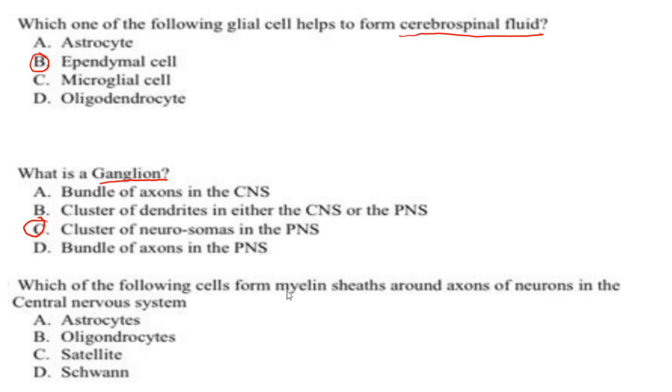Which of the following cells form the myelin sheath? You need to understand that the myelin sheath plays a role in accelerating, or increasing, the transmission of the impulse along the axon of the neuron. In the central nervous system, the cell which myelinates is the oligodendrocyte. The other one which myelinates is the what? Schwann cells. These cells are found in the peripheral nervous system, but the oligodendrocytes are the ones which myelinate in the CNS. Okay, let's move on.